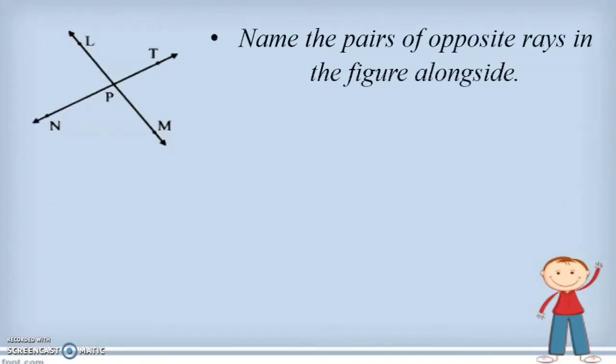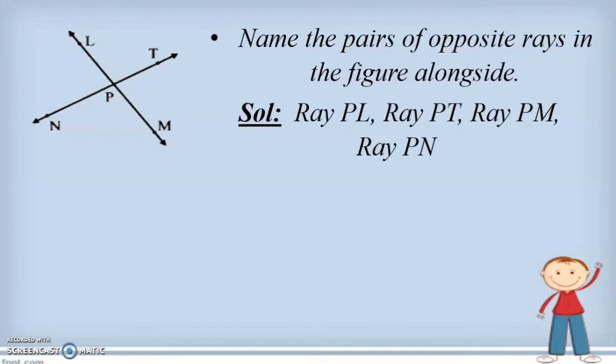Now, we will see a sum based on opposite rays. Here, there is one figure given. We have to name the pairs of opposite rays in the figure alongside. So, we have ray PL, ray PT, ray PM and ray PN with a common point P, and these rays also form a straight line with the other rays respectively.